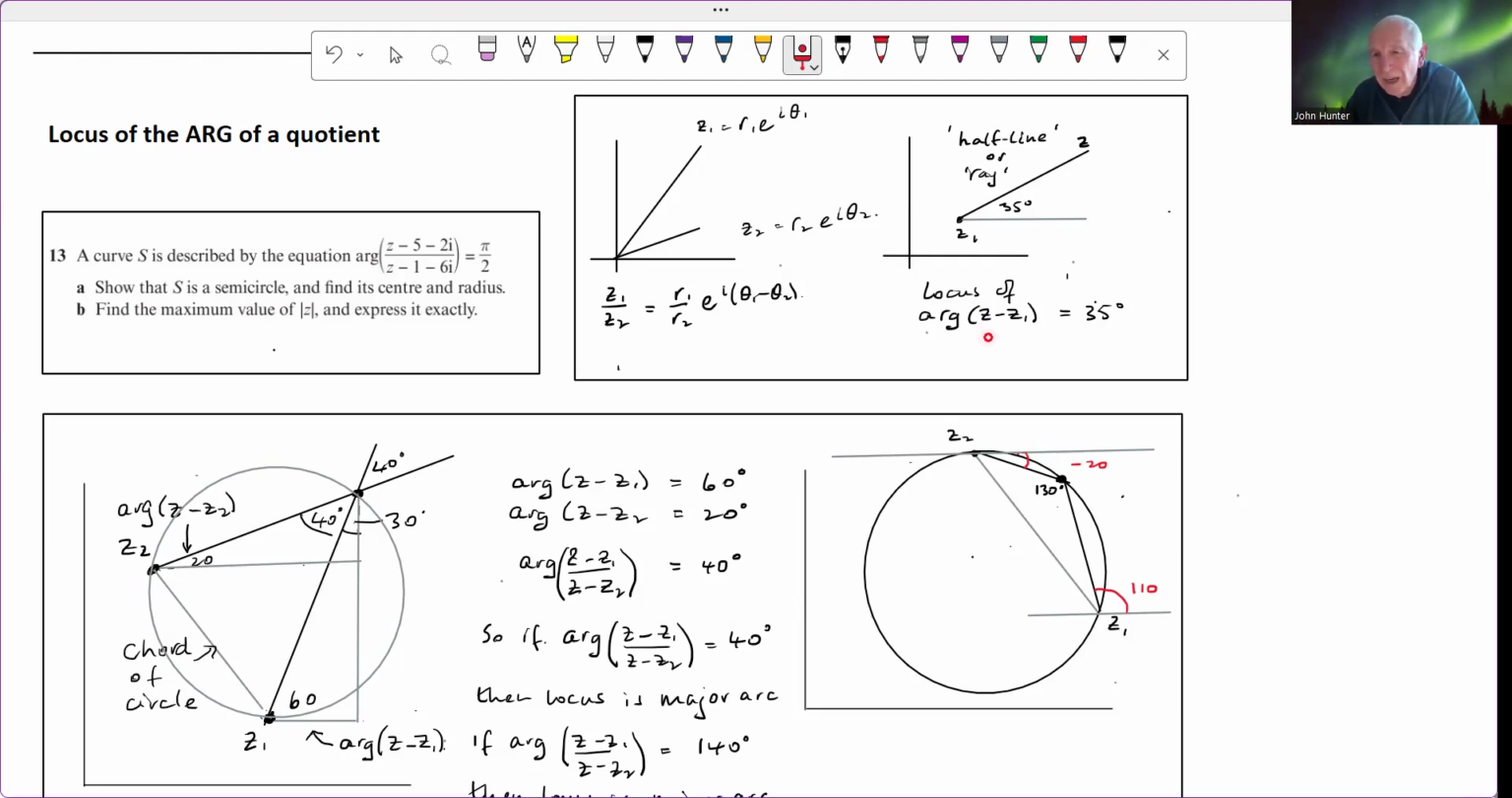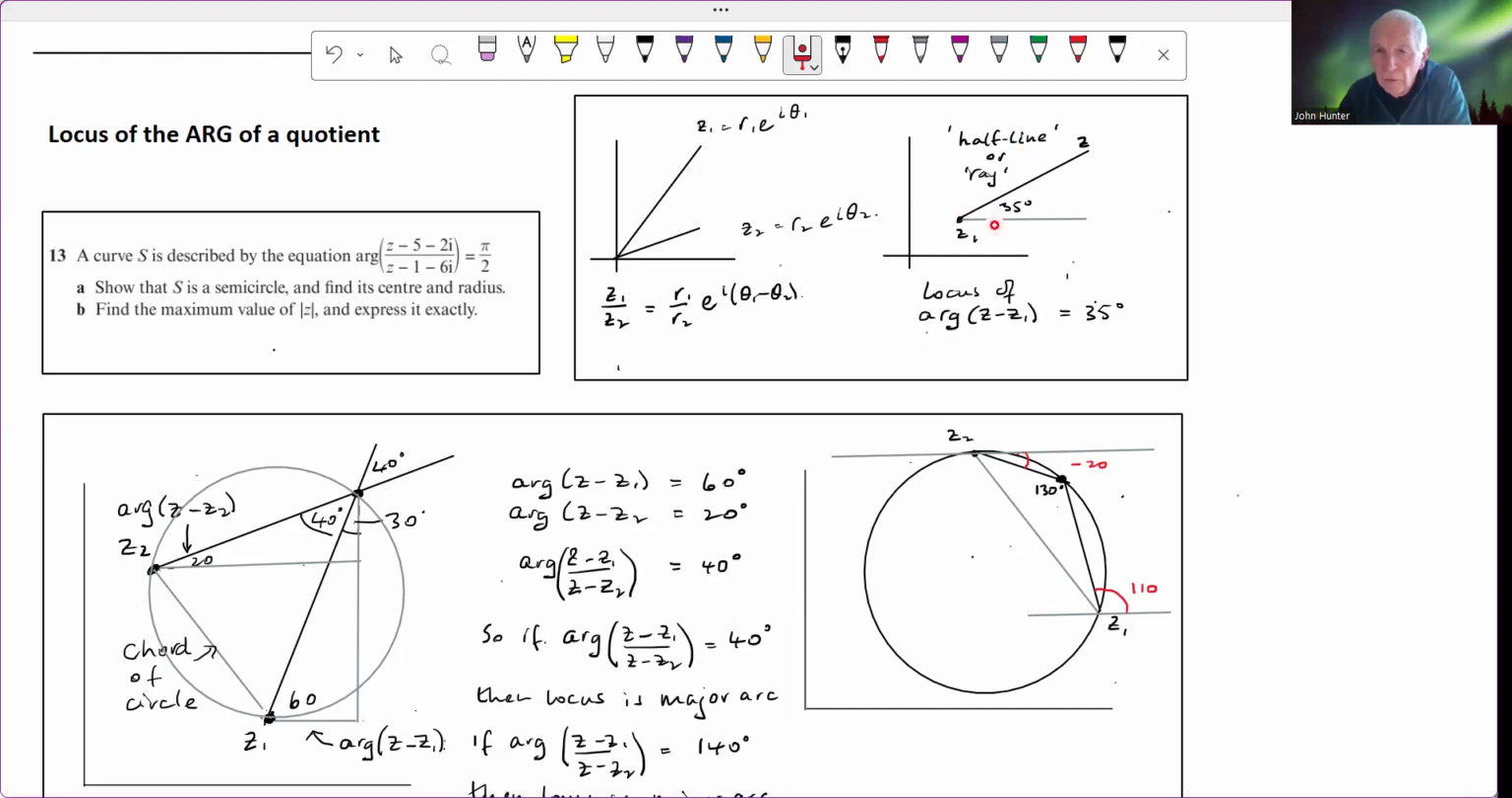So what we're doing, this is a kind of linear transformation here. We've transformed our complex plane, if you like, by shifting it up here. So when we're looking at the argument, we're measuring our initial line from this point here. Basically, it's all those points along that line, because the argument of those with respect to this reference point is going to be 35 degrees. So this line here is the locus. It's the set of points that satisfy that.